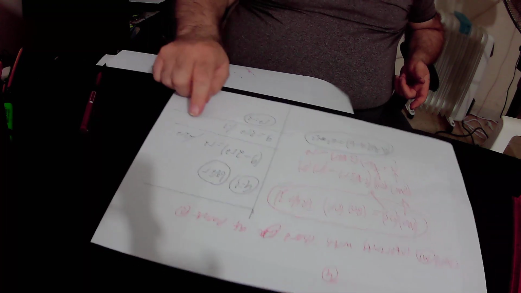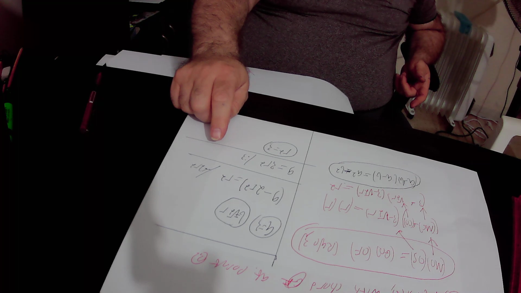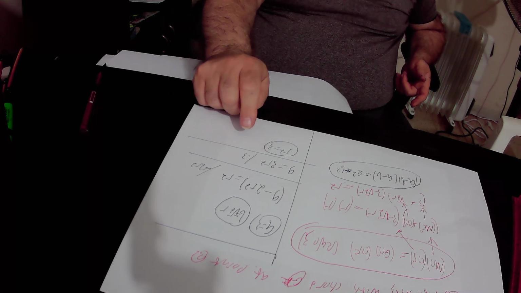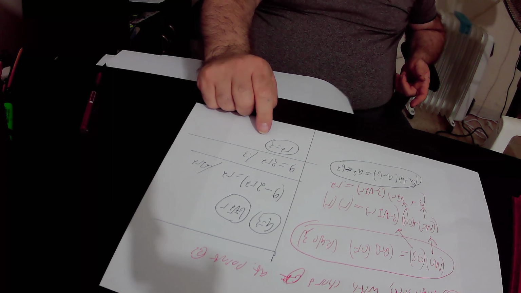So we added 2R squared to this equation, and we found out that 9 equals R squared plus 2R squared, that is 3R squared. We divided this equation by 3 and found out that R squared equals 3.